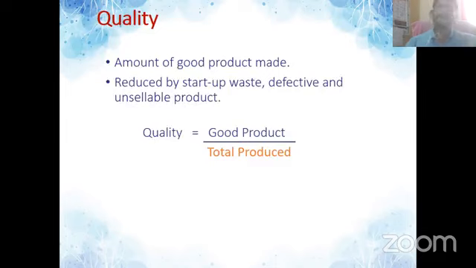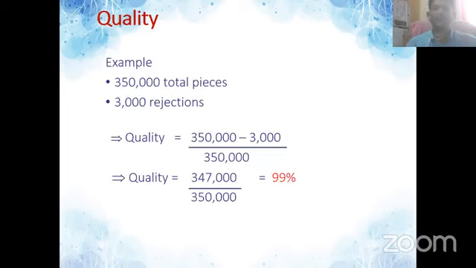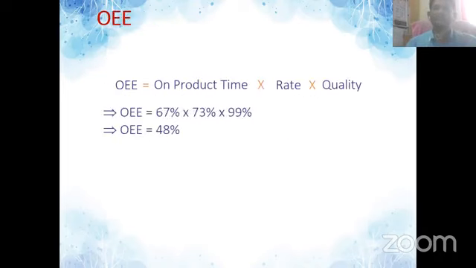In quality, it is the amount of good product made. Only good product, not the bad product made. So quality is equal to good product divided by total produce. So OE is on-product time multiplied by rate multiplied by quality. So this will give us the OE.